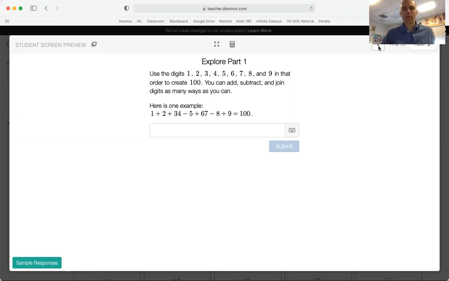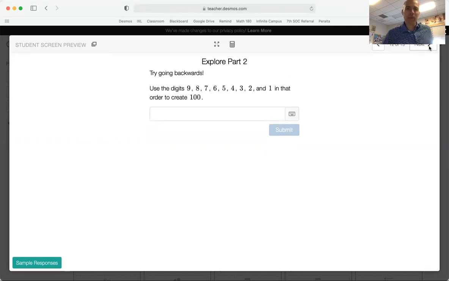Use the digits 1, 2, 3, 4, 5, 6, 7, 8, 9 in order to create 100. You can add, subtract, and join as many digits as you can. And so here's an example they did. 1 plus 2 plus 34 minus 5 plus 67 minus 8 plus 9 equals 100. All right, and then what's the other explore? Try going backwards. Try using 9, 8, 7, 6, 5.